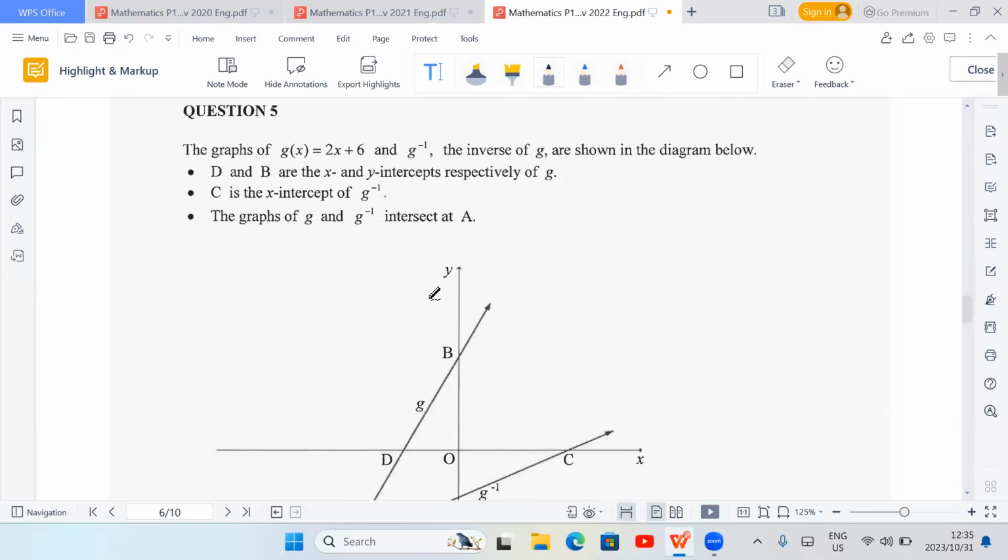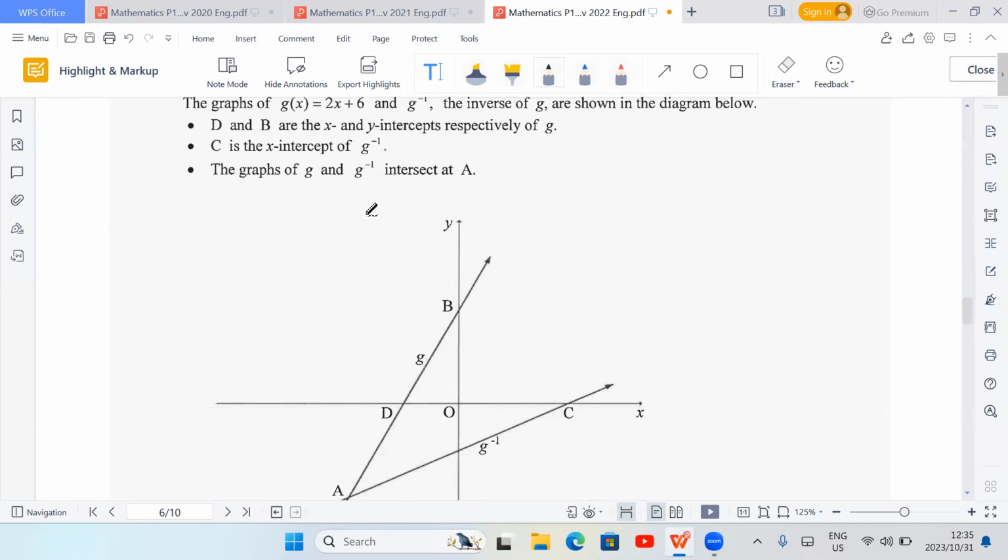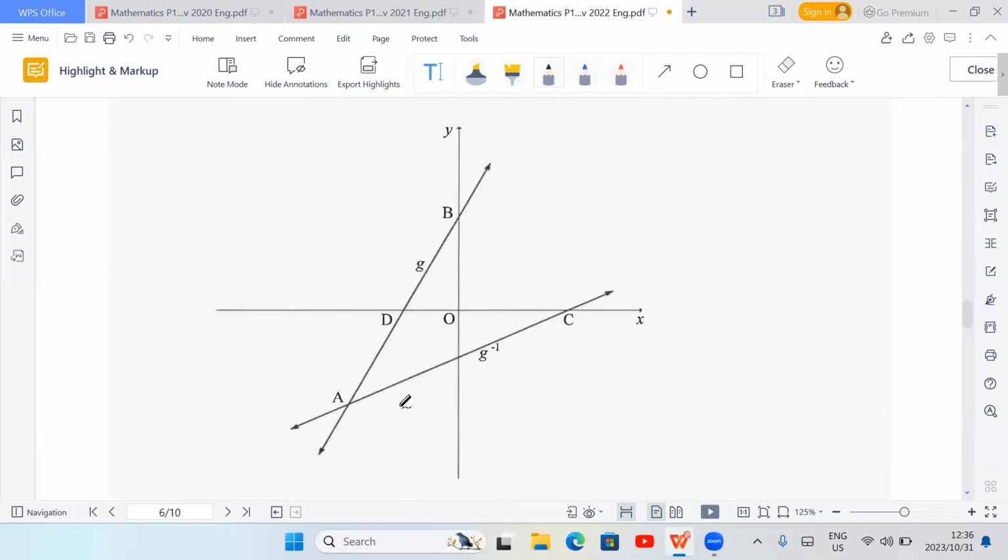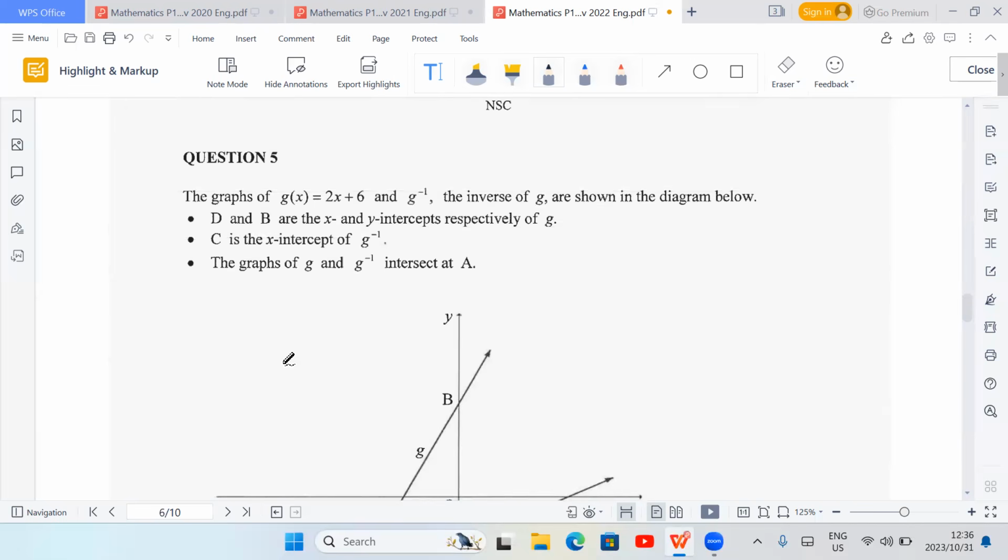And then here we are given a straight line. This one was the easiest question in history, because now you are given just a straight line and you are given the inverse of a straight line. The inverse of a straight line will be a straight line, right? So as you can see here, this is g of x and then this is g inverse of x. They intersect here. Now we know g of x is equal to 2x plus 6, and then they want me to get the inverse.